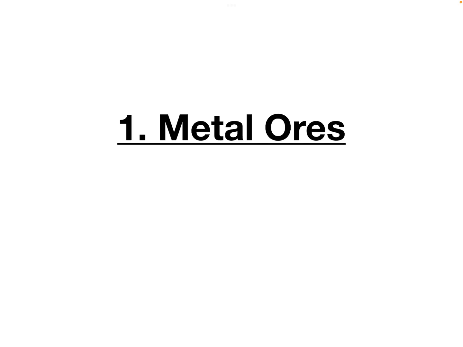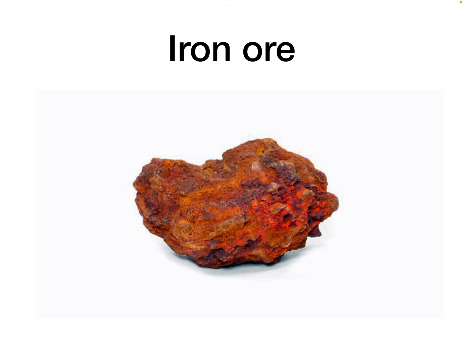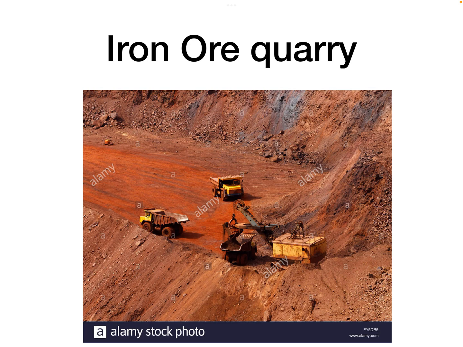The first thing that rocks provide us with are metal ores. What in the name of God are metal ores? One of them would be iron ore. We know we need iron and steel, don't we? We need them for buildings. We need it for cutlery, loads of different things. So iron ore is actually a rock. It's in rocks, okay? So there's an iron ore quarry.